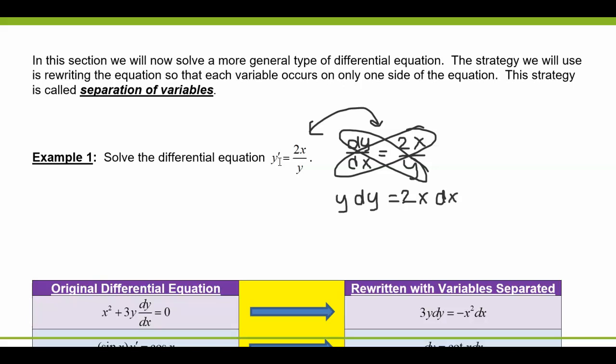And again, take your antiderivative. We only put plus c on one side. You only add plus c on one side. And again, we like to have our y values solved for. So we're going to multiply both sides by 2 and take our square root.